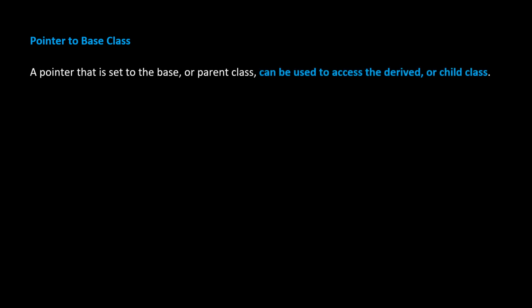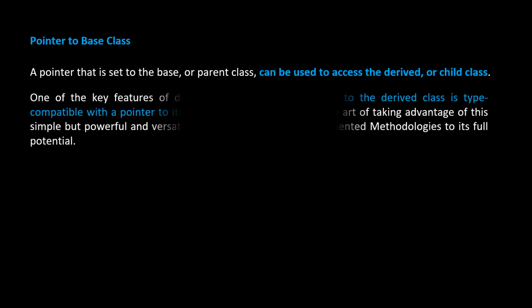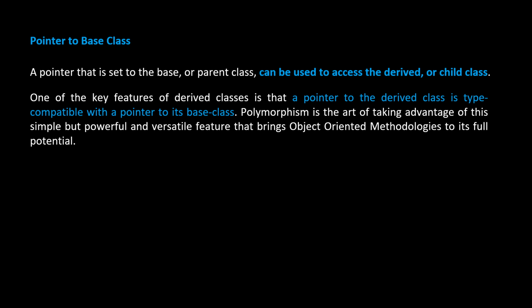We will next have a look at how pointers to base classes work in class-based polymorphism. A pointer that is set to the base, or parent class, can be used to access the derived, or child class. One of the key features of derived classes is that a pointer to the derived class is type compatible with a pointer to its base class.